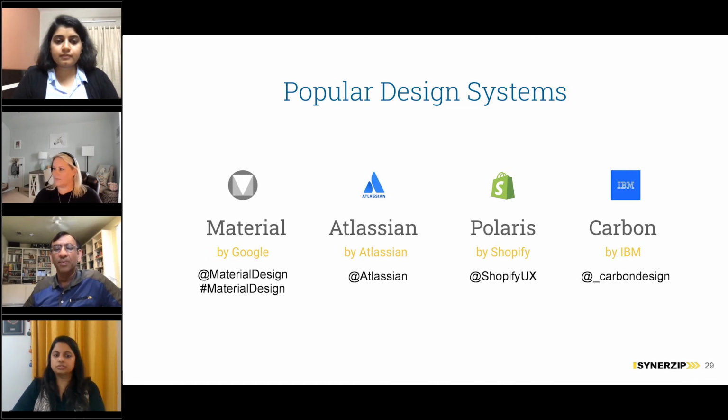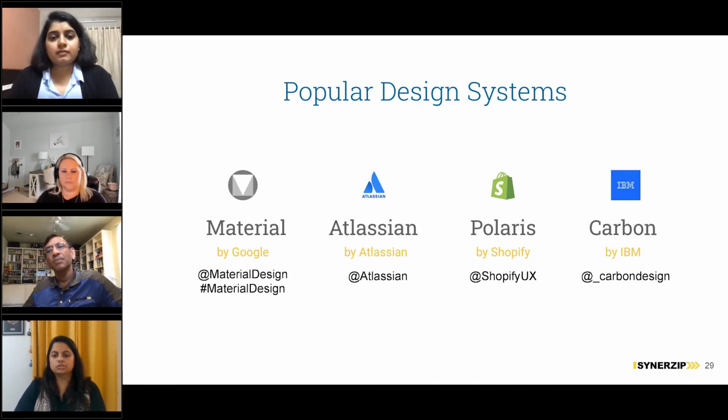Some popular design systems out there are Material by Google, Atlassian has their own design system, Polaris by Shopify. There is the Carbon design system. There is also a famous Airbnb design system. So all of these giants have already embraced the idea of a design system and are building upon it.